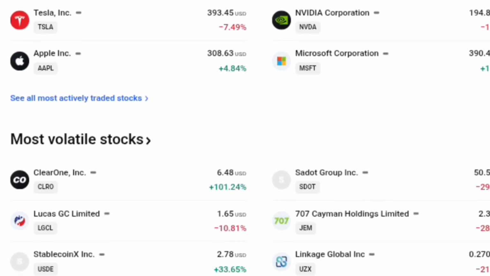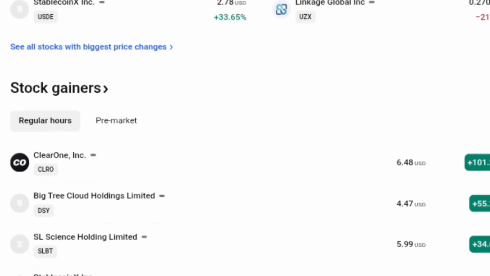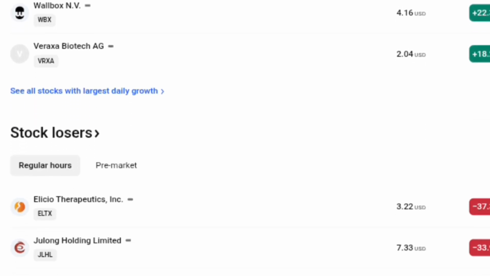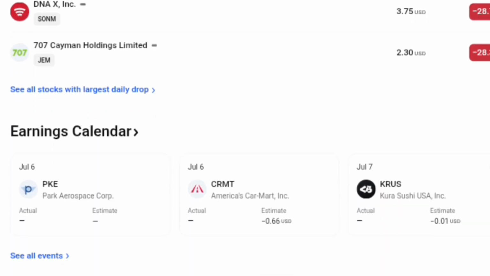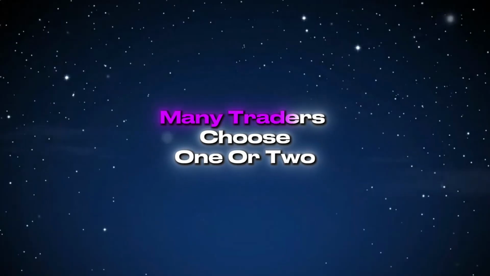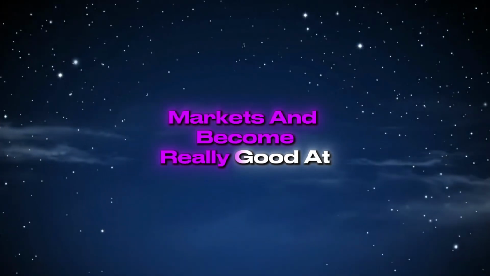And what can you trade? Almost anything. Foreign currency pairs like Euro USD and GBP USD, gold, that is XAUUSD, Bitcoin, stock indices, to mention but few. Many traders choose one or two markets and become really good at them instead of trying to trade everything. Now, before you can trade anything, you need trade tools.